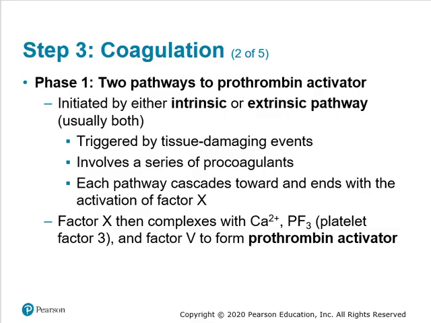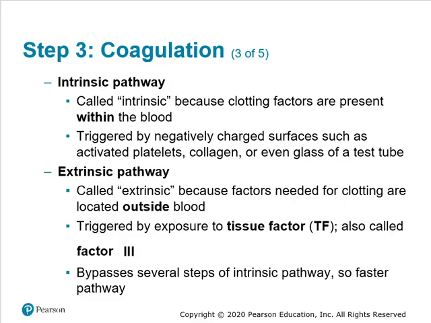But regardless if you use the intrinsic or extrinsic pathway, each pathway is going to produce at the end something called factor X. And factor X is what's going to complex with other chemicals like calcium and platelet factor 3, factor 5 to give us prothrombin activator. So the intrinsic pathway is called intrinsic because the clotting factors would be present within the blood, whereas the extrinsic pathway was called extrinsic because the factors needed for clotting are located outside the blood.